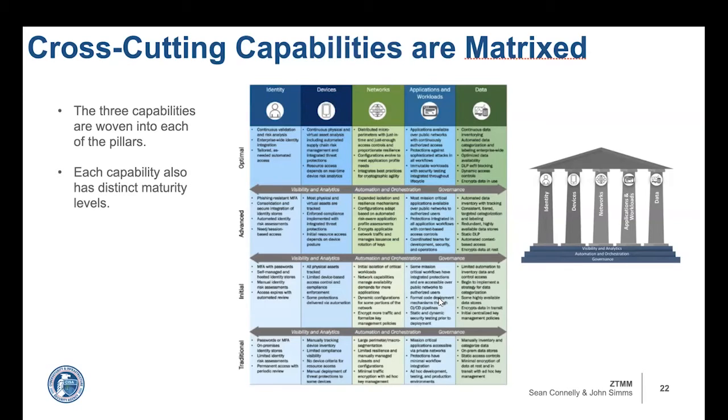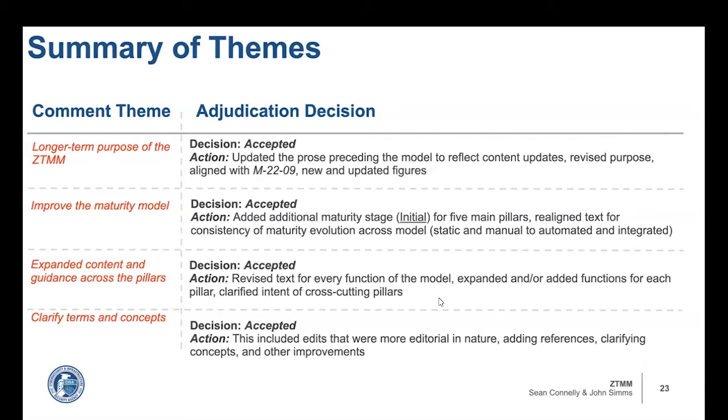So to just summarize here, we'll go to the next slide. The themes that were talked about: we've defined a longer term purpose of the maturity model. We updated to align with OMB's direction, improved the maturity model, and added that initial stage. We expanded the content and guidance across each of the pillars. And we clarified the terms and concepts. I think before, the maturity model was roughly about 20 pages. Version 2 is about 30 pages, so about a 50% update.